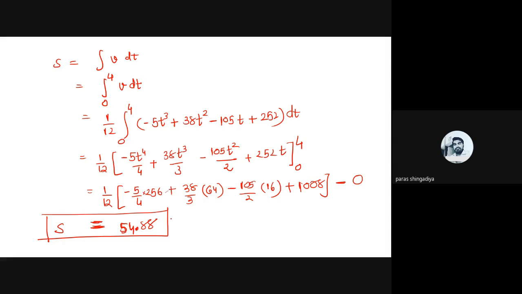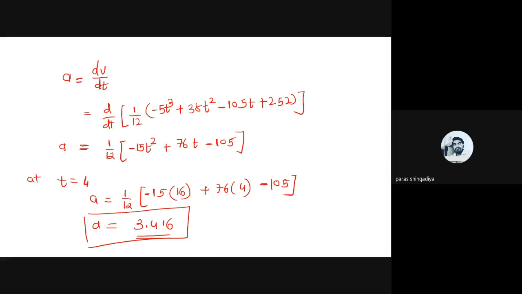Clear? And then after that find acceleration, that is dv by dt. A is equal to dv by dt, A means acceleration, and find the derivative with respect to t first, and then apply t is equal to 4. So is it clear to all? Have you any query, any doubt in this question? Yeah. Is it clear? Have you any query, any doubt?